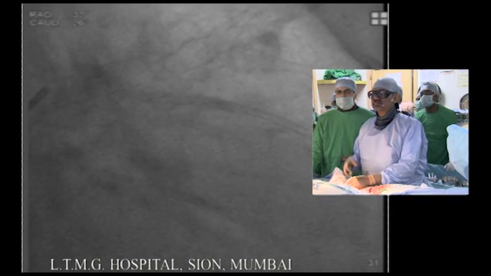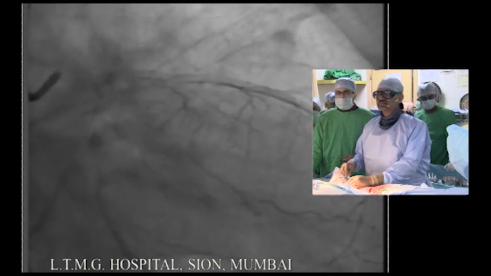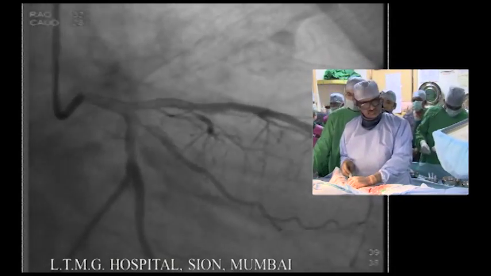This is femoral, which is not my usual way. Otherwise, I do 2b3a for the radial approach. And we'll just stop it right there.